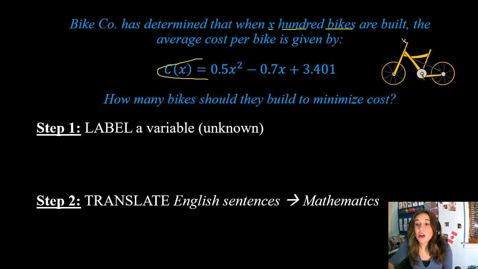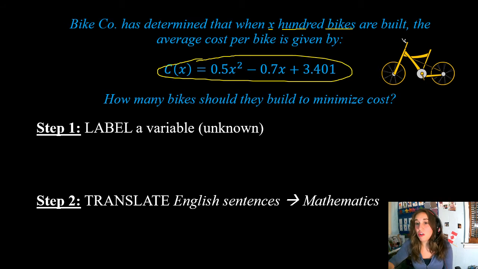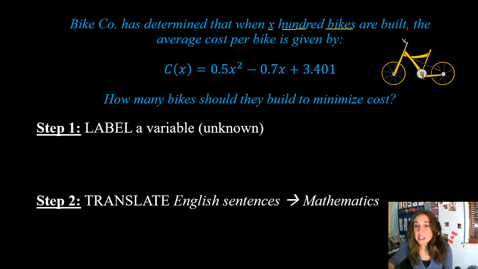Here is my cost function. So the average cost per bike is given by. It's really important that you know how to read this function right here. So C of x, what does that mean? That means C is standing for cost. And we know what x is: x hundred bikes. So my x means the number of bikes I have. So the cost to build the bikes is given by this function, 0.5x squared minus 0.7x plus 3.401. So anywhere I see an x, that means that's the number of bikes.